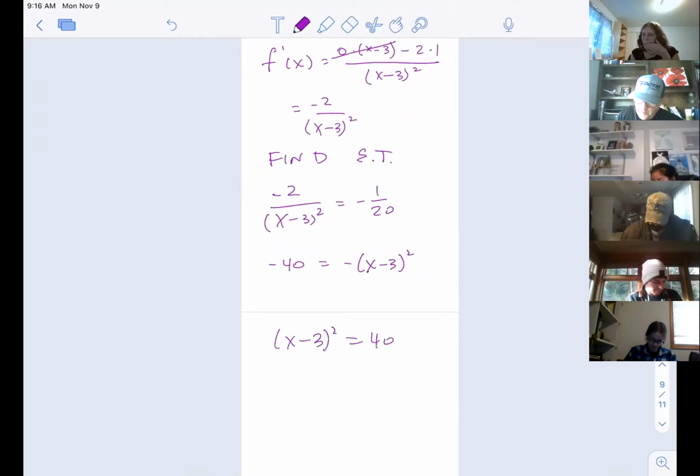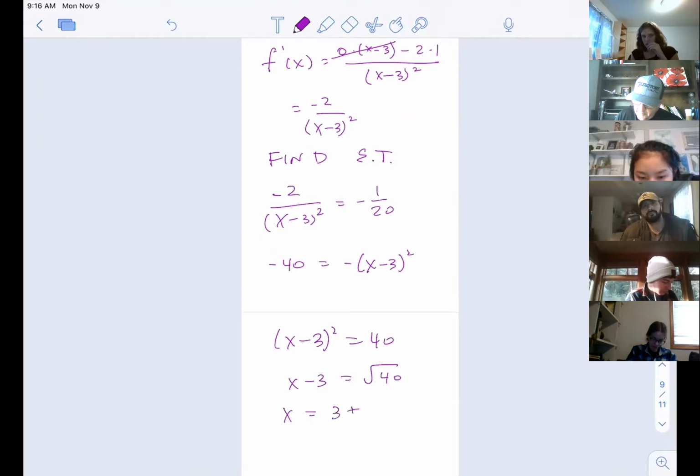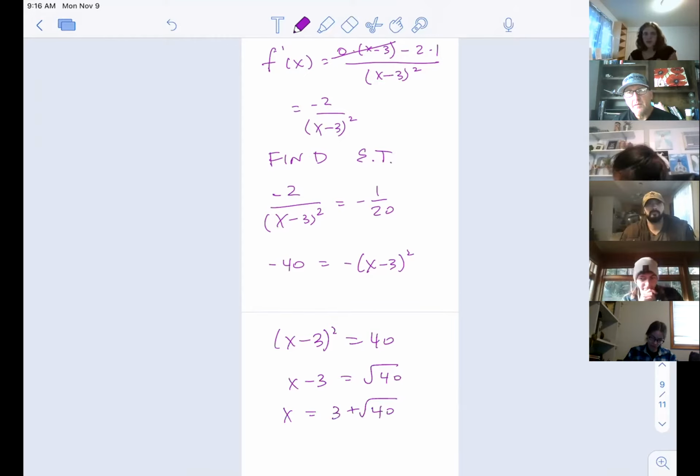I square root both sides. I have x minus 3 equals the square root of 40. I add 3 to both sides. I get 3 plus the square root of 40. Technically, it'd be 3 plus or minus the square root of 40, because there's actually 2 places on this graph where the slope would be -1/20th. But in my case, I was interested in the one that fell between.